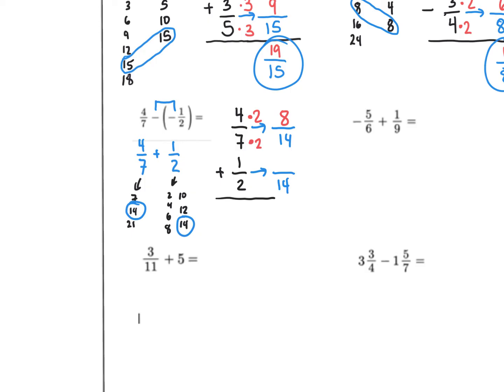How do I get a 2 to look like a 14? I got to multiply the top and the bottom by a 7. So I'm going to be bringing that on over, and now I'm ready to finish it off. Okay, so I always bring down my common denominator. Now I add up the numerators. 8 plus 7 is 15, and now we have our answer, 15 over 14.